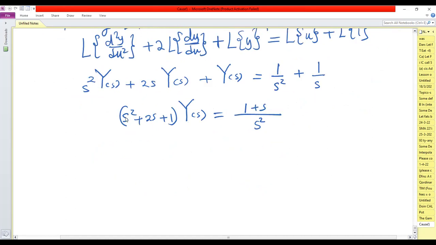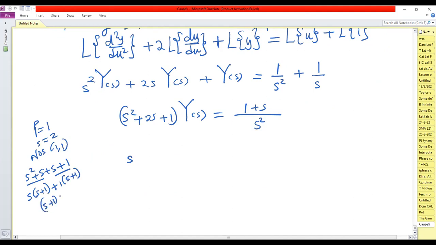And remember, if you factorize this quadratic expression, the product here is 1, the sum is 2, so the numbers will be 1 and 1. So we'll have s squared plus s plus s plus 1. In the first two terms s is common, and in the last two terms 1 is common, so s plus 1 is common. Which will be s plus 1 times another s plus 1, or simply s plus 1 squared.